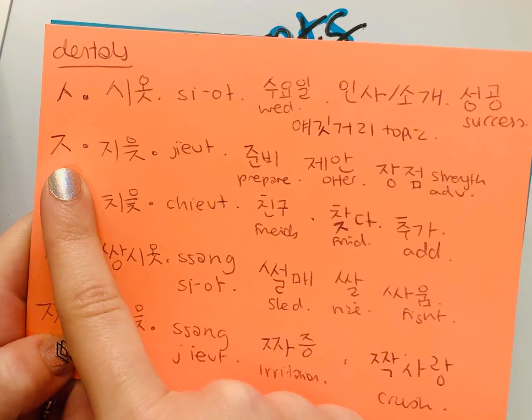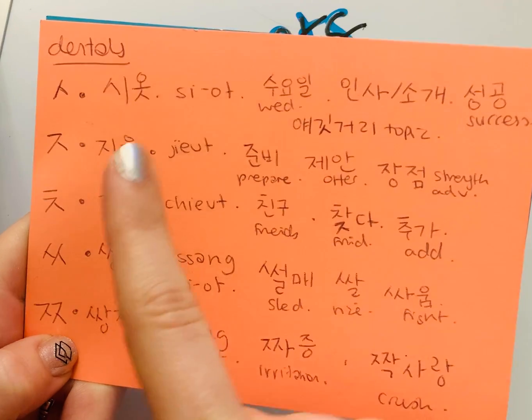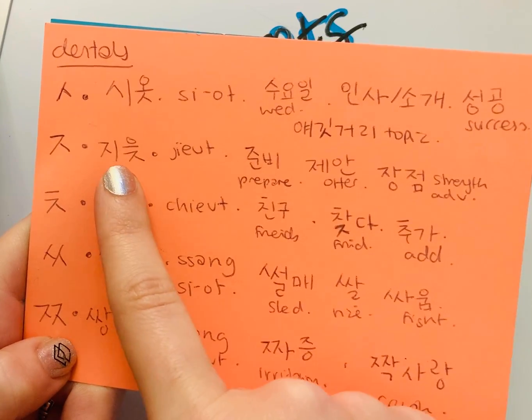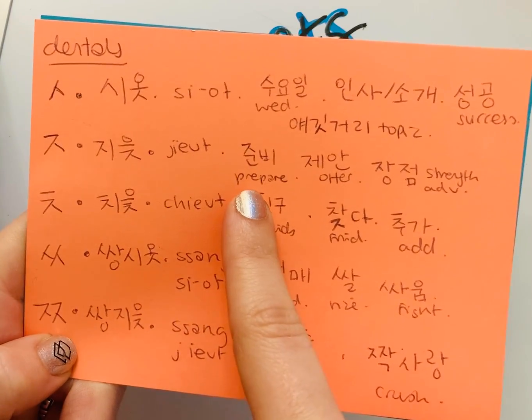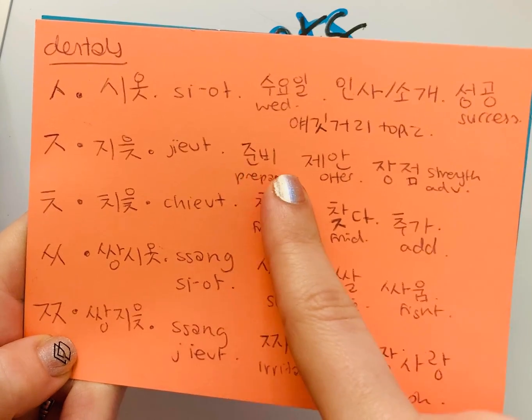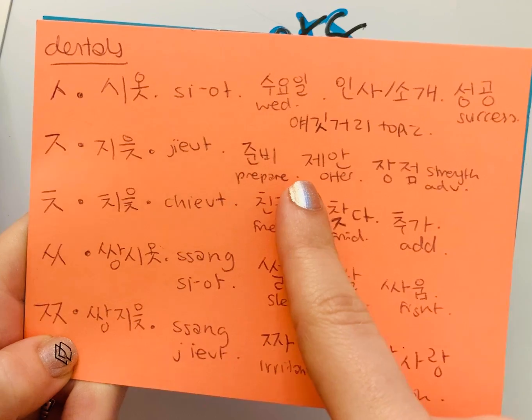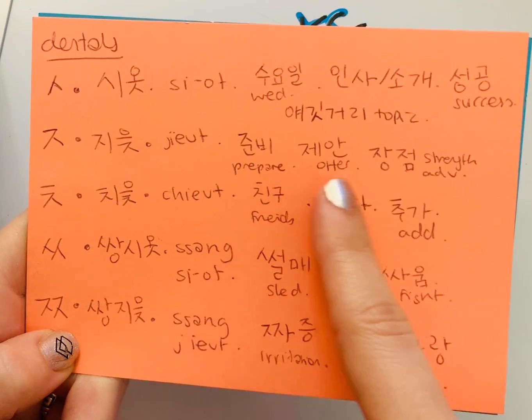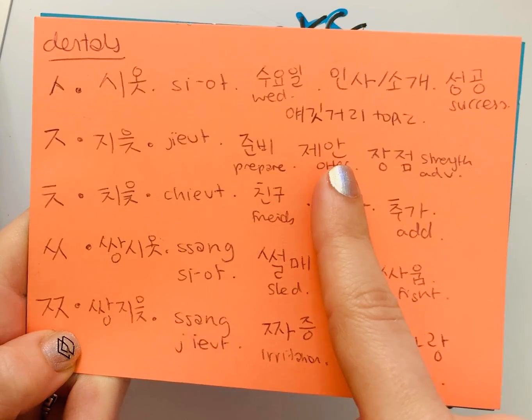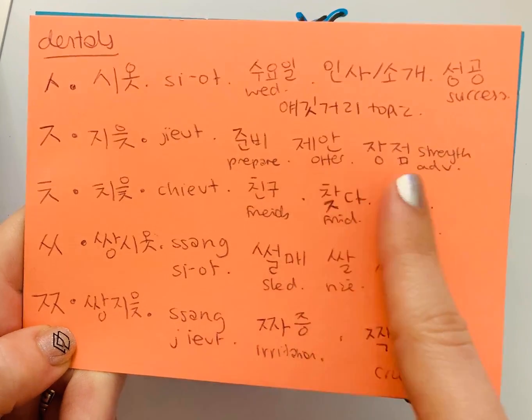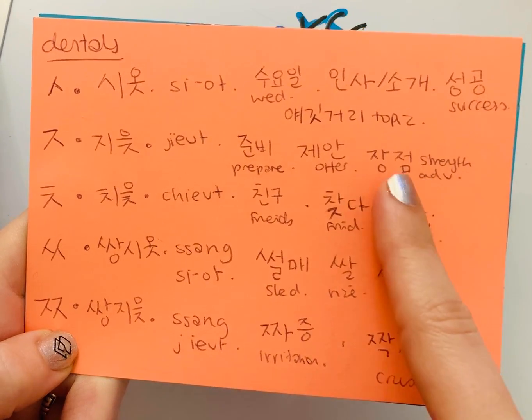Then we have a J sound that also becomes a T at the end, much like shield. And it's called jiut. We use it in words like to prepare, junbi, like junbihada, to prepare. The word for offer, jaean.